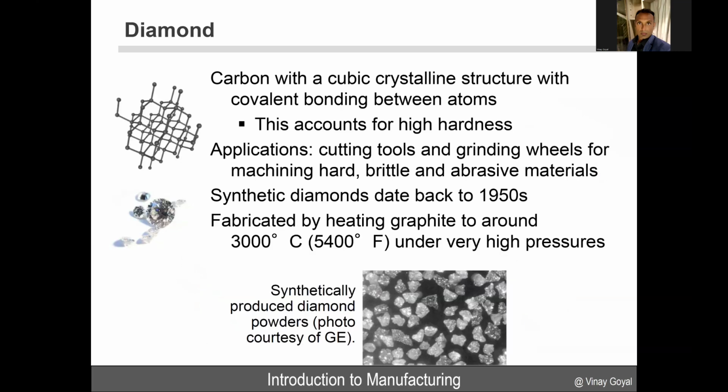Diamond is carbon with a cubic crystalline structure with covalent bonding between the atoms, and that's what causes the high hardness. The applications include cutting tools and grinding wheels for machining brittle and abrasive materials. You also have synthetic diamonds that date back to the 1950s, fabricated by heating graphite to around 3,000 degrees C at very high pressures. You're going to see a lot of diamond in cutting tools in manufacturing processes.